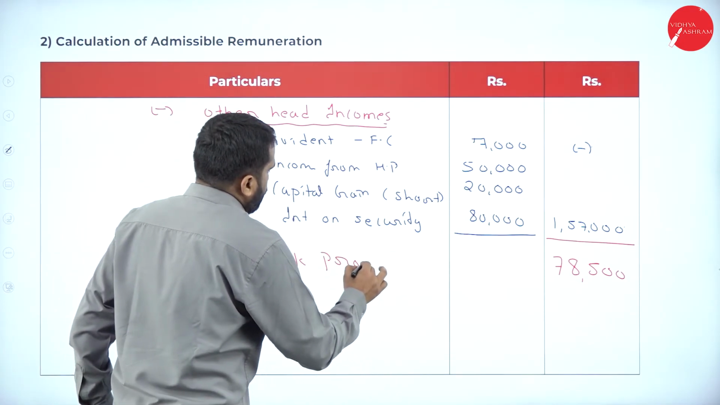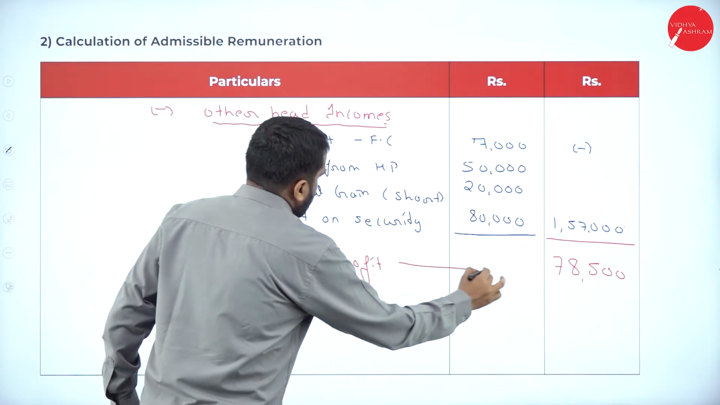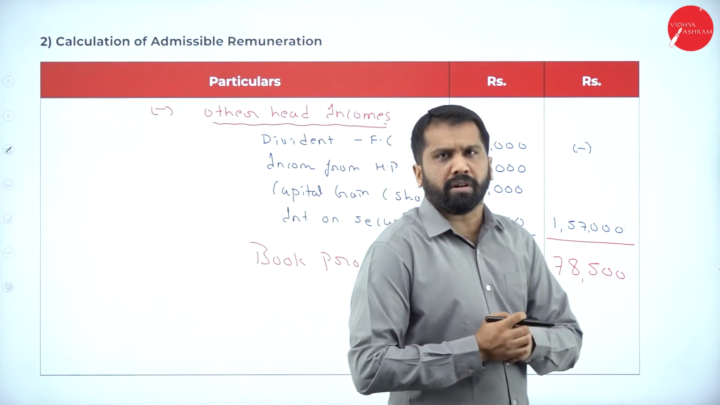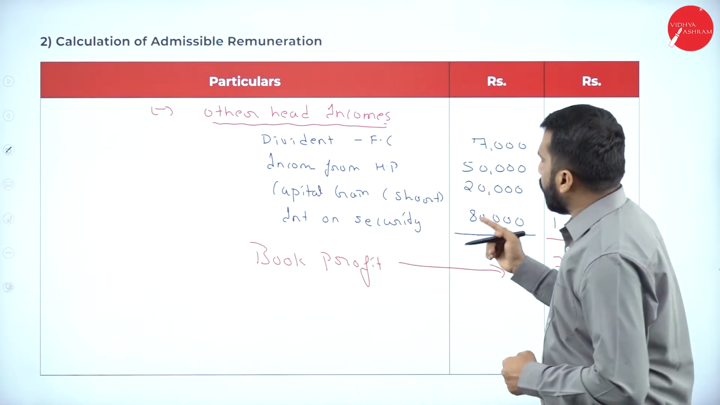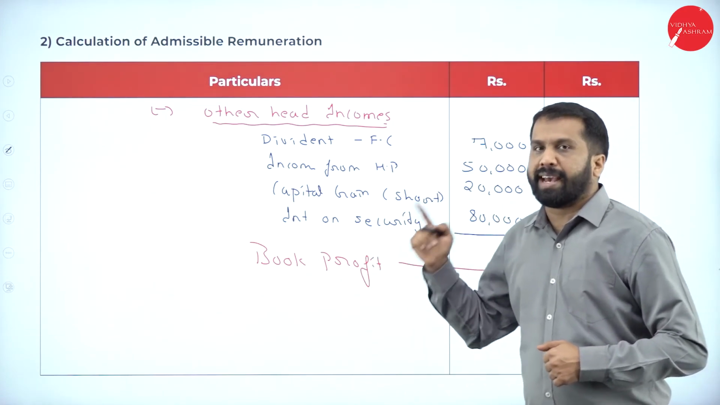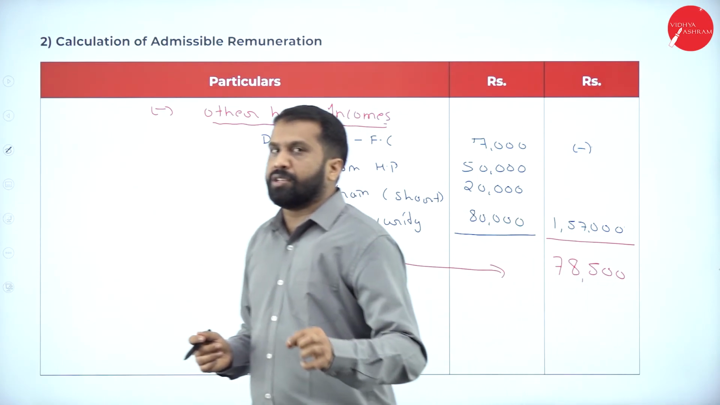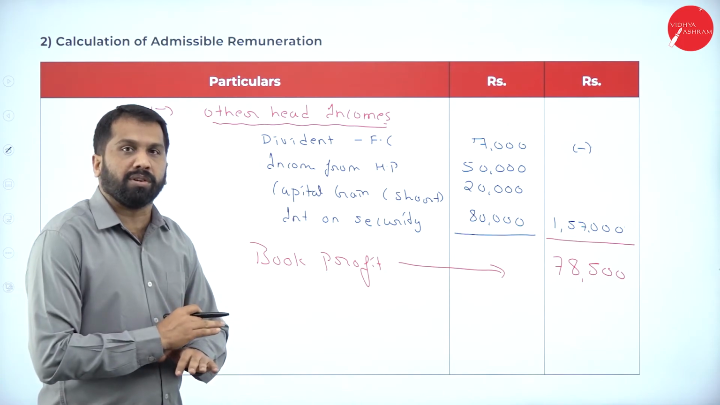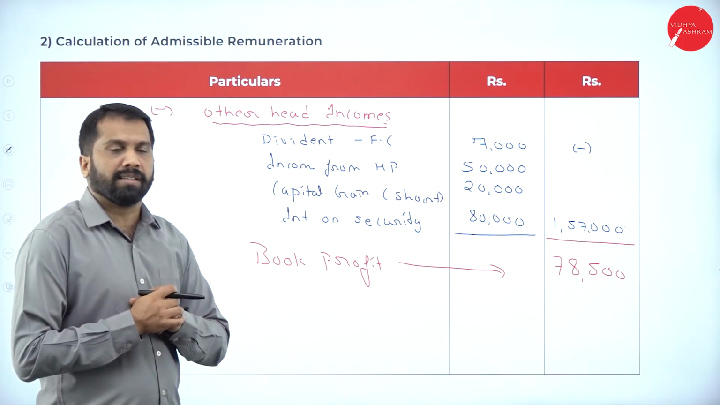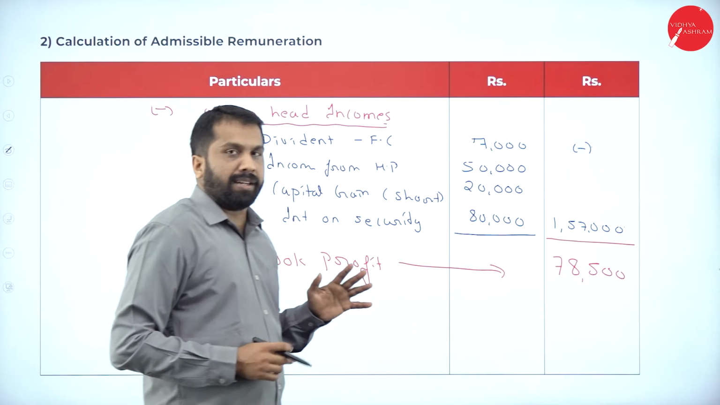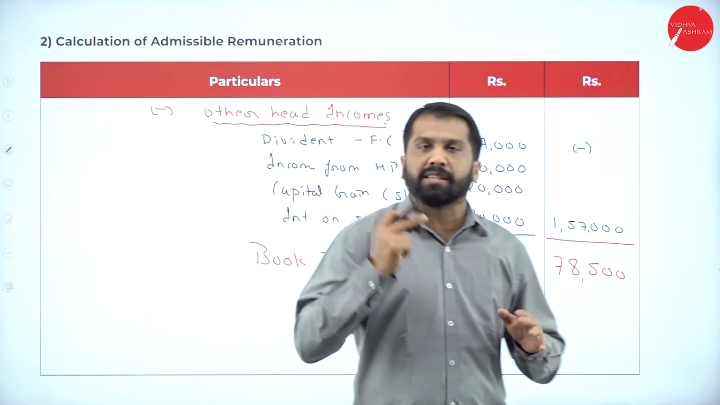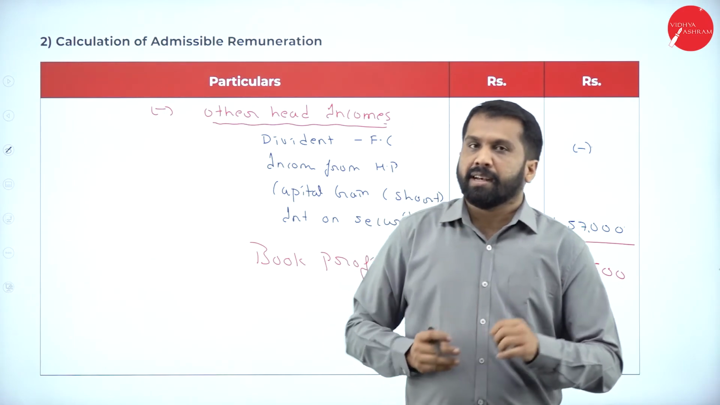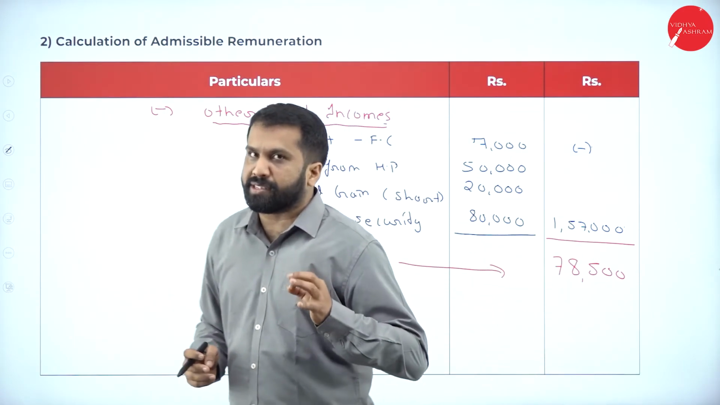What is this? This we call it as book profit. Hope you are clear. Good. So this is all about your book profit calculation. You understood what is book profit. Up to this, hope there is no doubt. Clear? Yes. Now, up to book profit is done. What is the next procedure? We are supposed to find out business income. Shall we calculate? Yes.